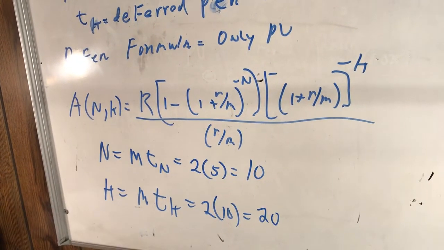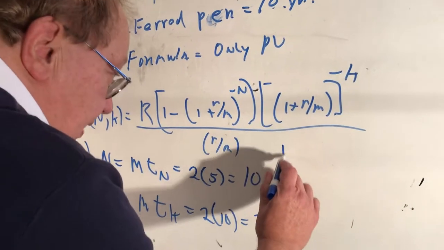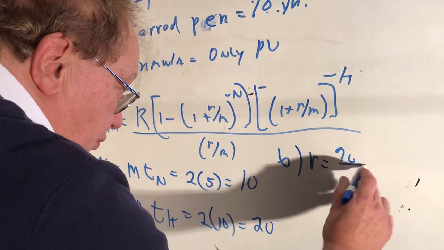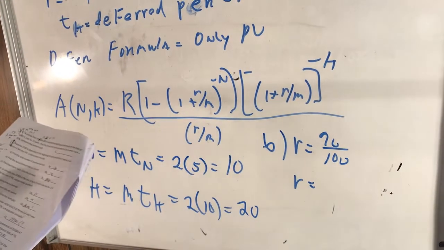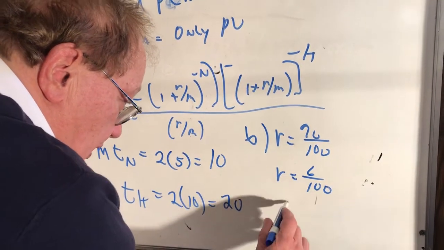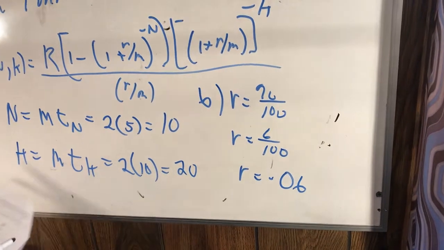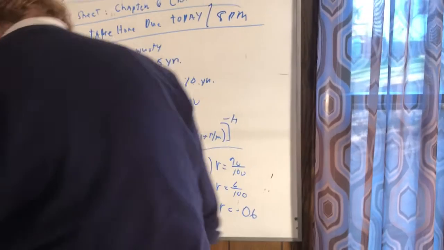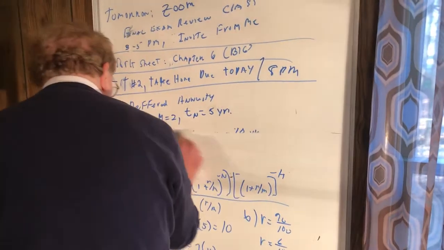So they said find the interest rate per period. The interest rate is always R, and that's the percentage over 100. So it's 6 over 100. So R equals 0.06. All right. So let's plug this into the formula. Now it's just plugging.